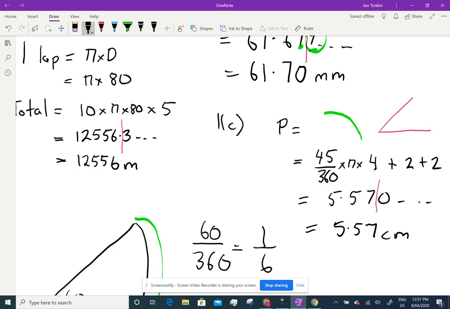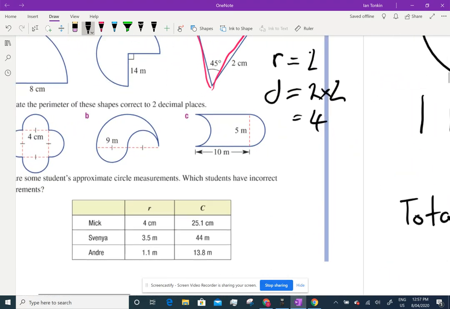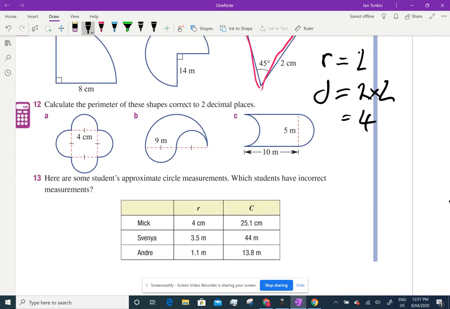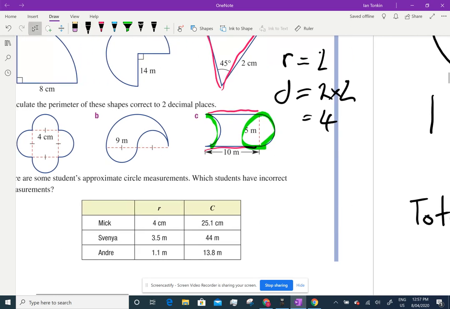Now, these ones, they look difficult. In question 12, they look difficult, but just add up the curved bits and add up the straight bits. 12A, when you work out how easy it is, yes. But let's have a look at C. What have I got? Well, I've got that straight bit and that straight bit, so that's 10 plus 10. And then I've got this part of a circle and this part of a circle. Oh, I've got a whole circle. This one is quite easy, 12C.